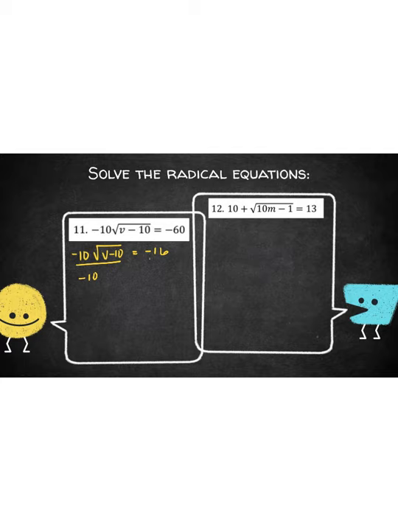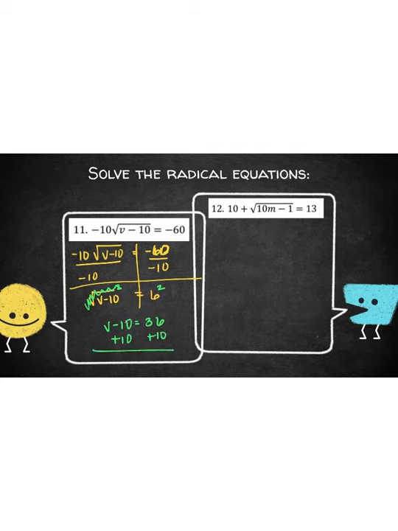So if I divide by a negative 10, oops, this should be 60. If I divide by a negative 10 on both sides, a negative and a negative turn into a positive. So this one will still work out. So we have the radical of v minus 10 equals negative 60 divided by negative 10, which is going to give you positive 6. Okay, and now I can go ahead and square this side and square this side. That gets rid of this. So now I have v minus 10 equals 6 times 6, which is 36. And then to get rid of minus 10, I add 10 and add 10. So I get v equals 46.